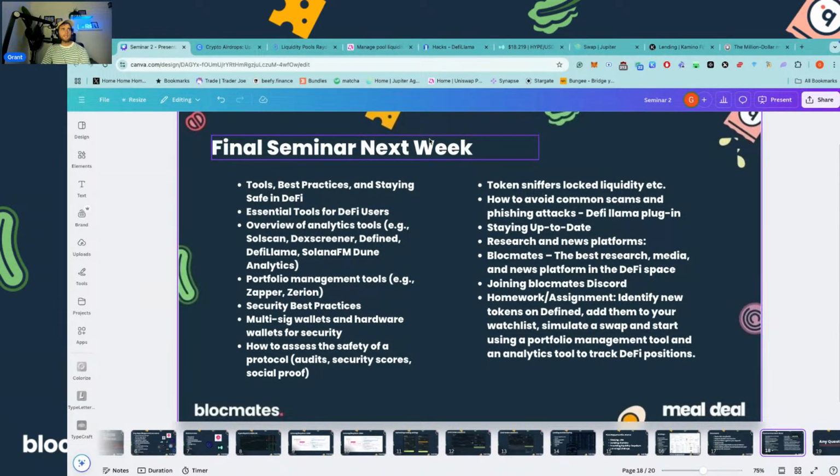So tools and best practices, then safe, essential tools for DeFi users: analytics platforms, SolScan, DexScreener, DeFi Llama, Solana FM, Dune Analytics, portfolio managers. Security best practices: multi-sig wallets and hardware wallets for security, how to assess safety of a protocol, token sniffers to check for locked liquidity and if the tokens are legit, how to avoid common scams, staying up to date, research and use Blockmates platform, and then final homework.